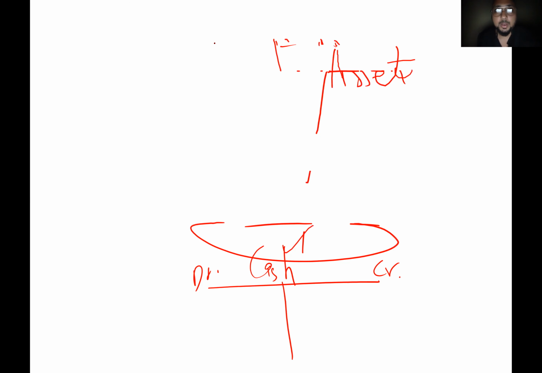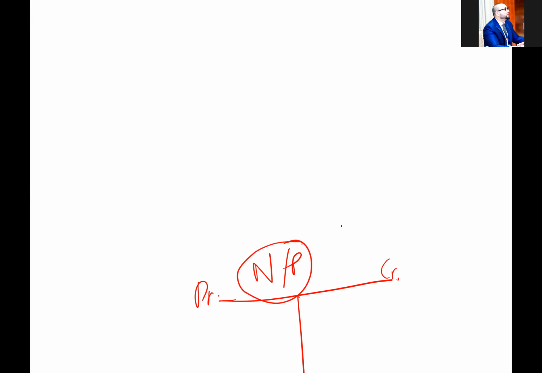If we want to talk about notes payable, let me just remove this here. Notes payable T account. Similarly, the right hand side is called credit and the left hand side is called debit. And the nature of notes payable is liability. Okay? Notes payable nature is liability.